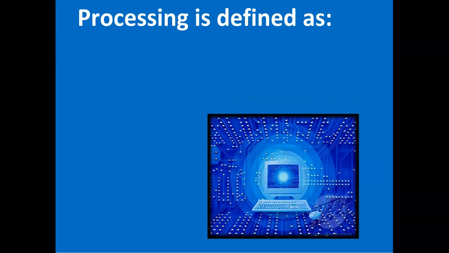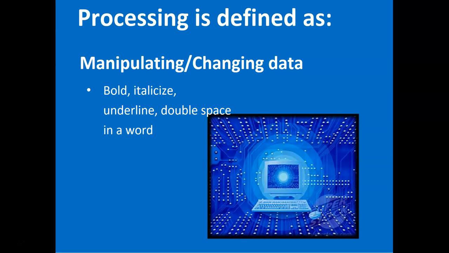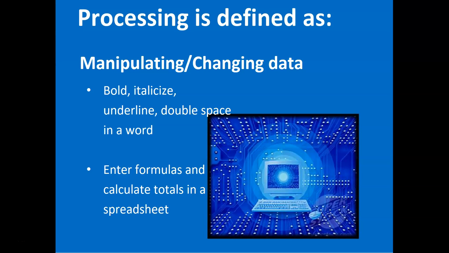And so remember, look at that little graphic again. You've got input. Now we're moving on to processed. And processing is defined as manipulating or changing data. And this can look different. So this could be as simple as you're bolding something in Word or Google Docs, italicized, underline, double space. That's manipulating and changing something. Another example would be that you enter formulas and calculate totals in a spreadsheet. And so a spreadsheet would be like an Excel file, and we haven't gotten there yet. But manipulating or changing data means that it's being processed.